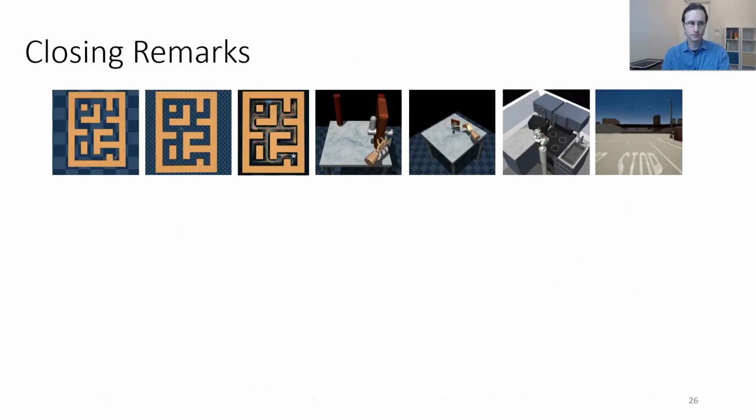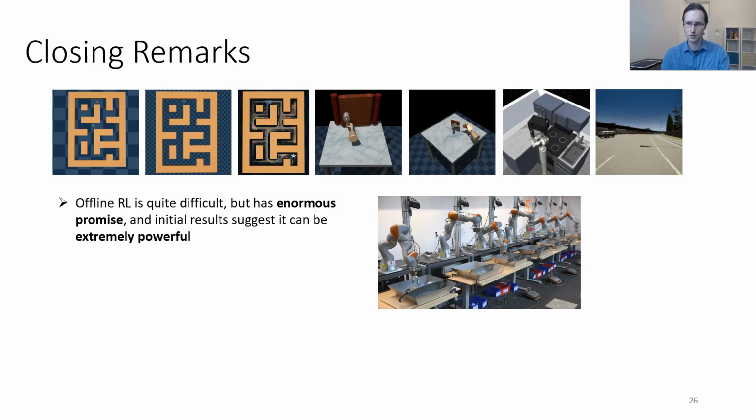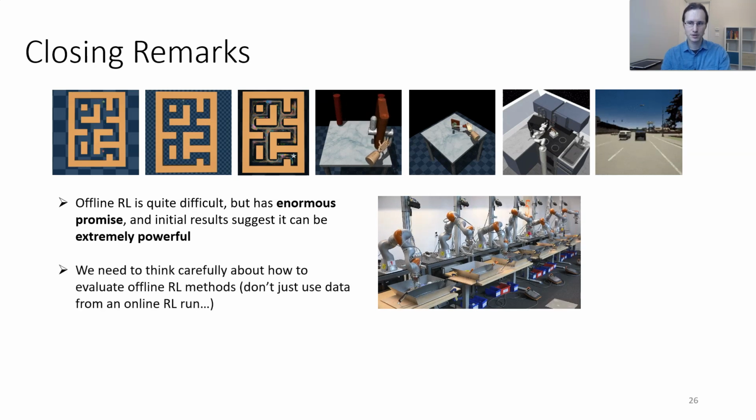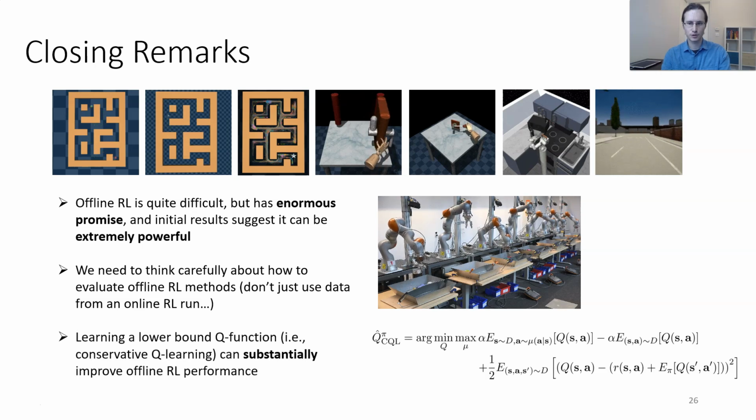All right, so a few closing remarks. Offline RL is quite difficult, but it also has enormous promise, and initial results suggest that it can be extremely powerful, as we saw from some of the robotics results. We need to think carefully about how to evaluate offline RL methods, and if we can learn a lower bound Q function, like in CQL, we can substantially improve offline RL performance.